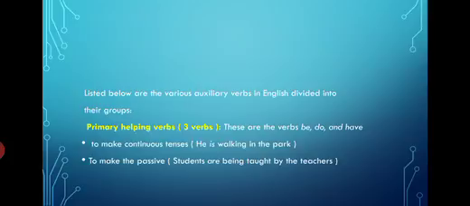To make continuous tenses we use be forms. He is walking in the park. To make the passive, students are being taught by the teachers. Here these are the be forms, is, are, and we will be having five be forms. Am, is, are in the present, was and were in the past.